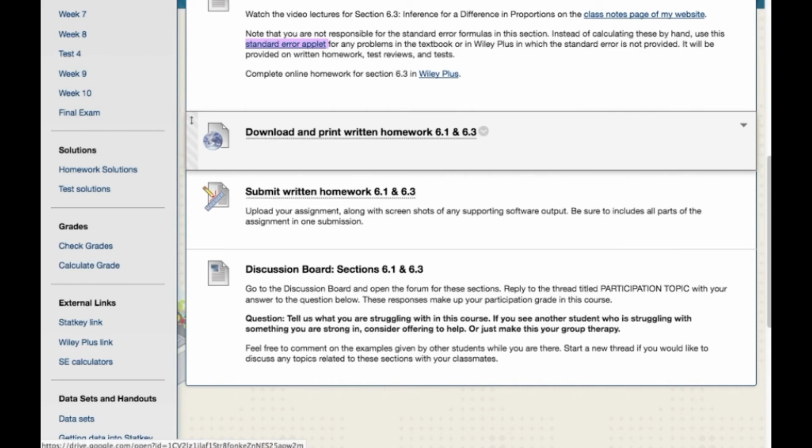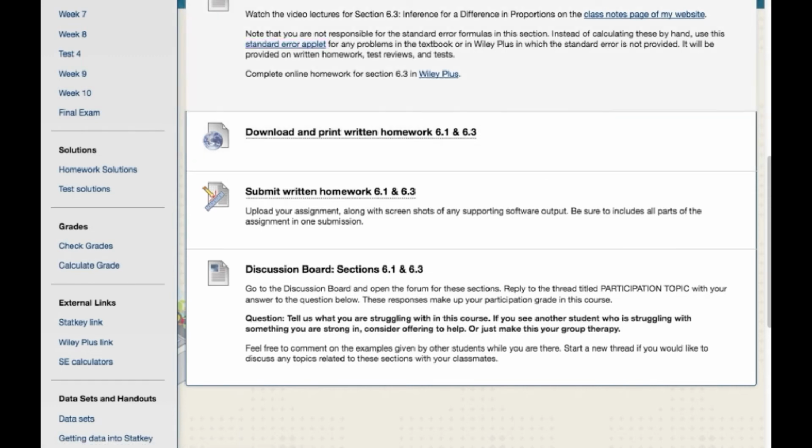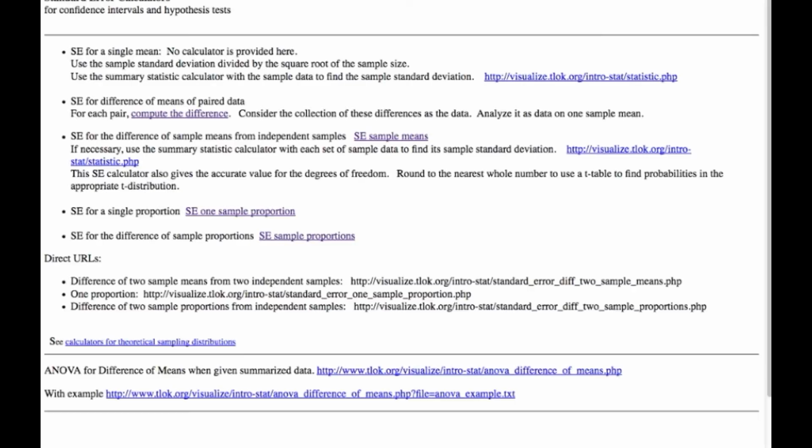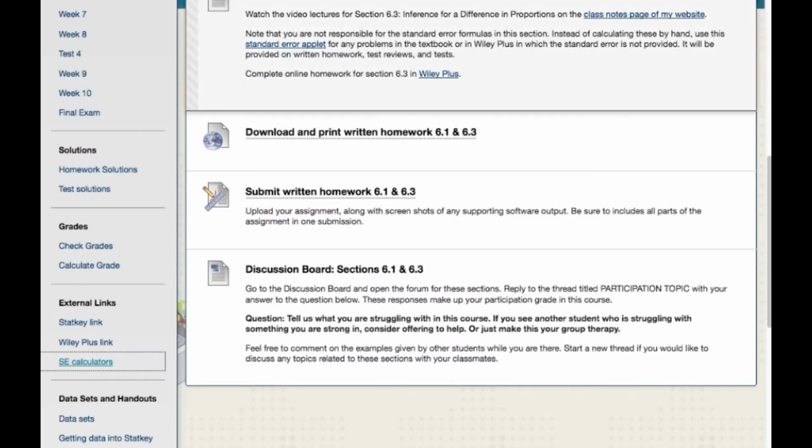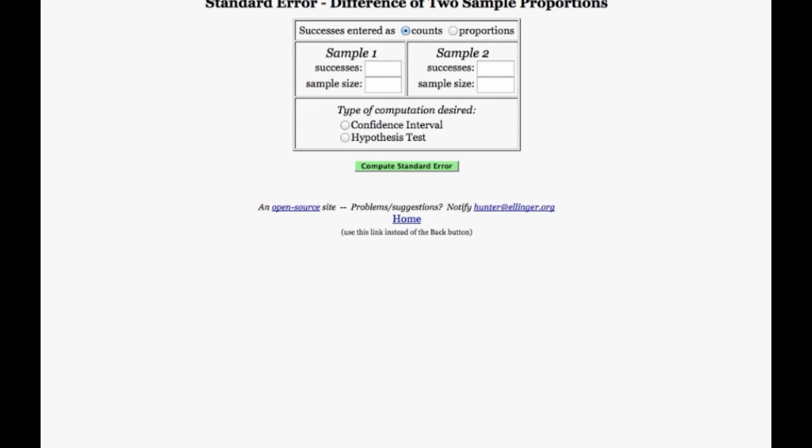They don't both take you to the exact same page. If I click on SE calculators, you can see that you have links to various different calculators, and I would want to look up the appropriate one, SE for the difference of sample proportions, and click on that. If I go straight from Blackboard in section 6.3, it takes me directly to the standard error calculator that I want. Now, I'm going to go ahead and stick with this default of counts as my successes.